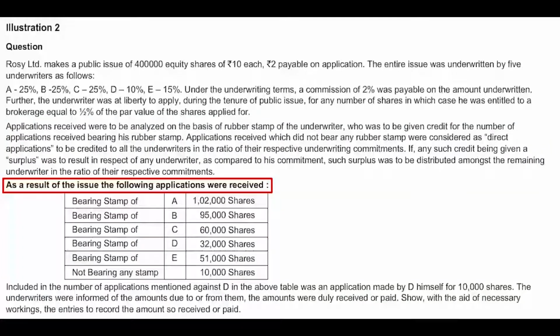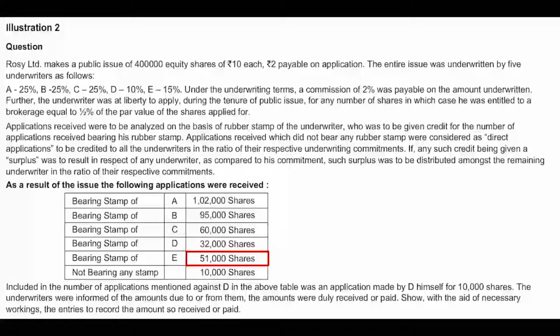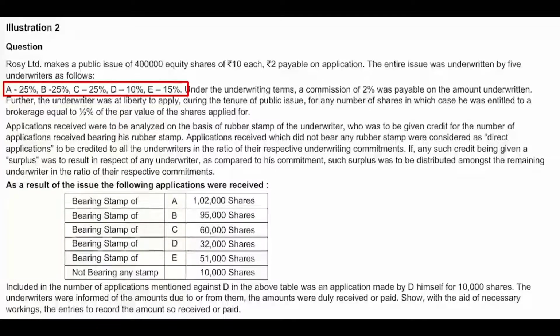As a result of the issue, the following applications were received. So A, B, C, D, E: 1,02,000, 95,000, 60,000, 32,000 and 51,000 are the respective marked applications which have been received by the company, and 10,000 is the application which does not carry any rubber stamp. It means these are the unmarked applications which need to be distributed among the 5 underwriters in the ratio of their gross liability, that is 25, 25, 25, 10 and 15. So 10,000 will be distributed in that ratio.